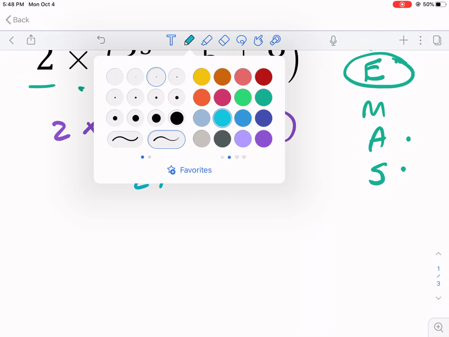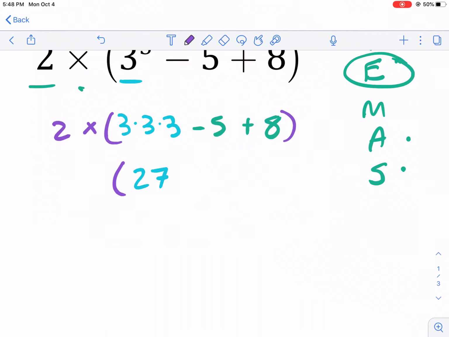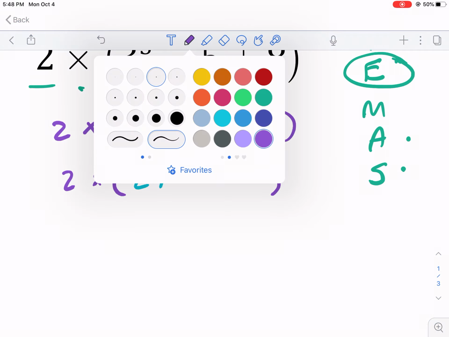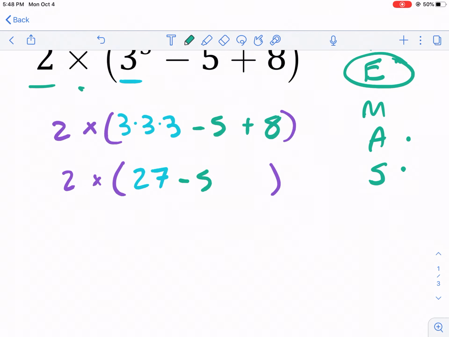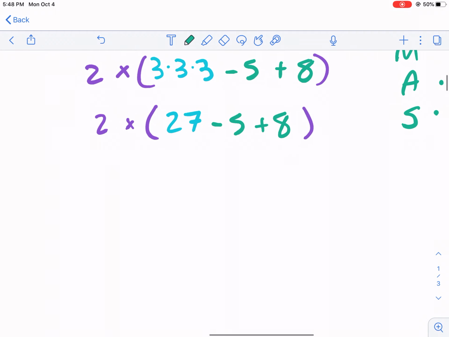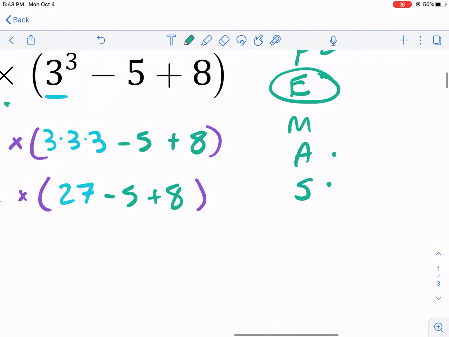Okay, and then I'm going to copy everything again. It's like, oh man, I have to recopy all this? Yes, you do. Okay, this is how you stay organized. So we have 27 minus 5 plus 8, and I still have more to do. Okay, now this is what I mean.